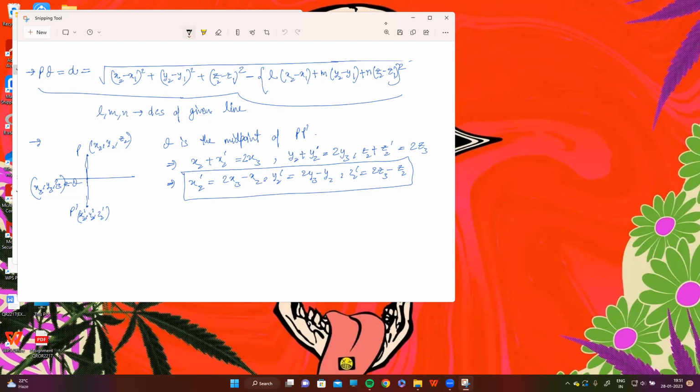(x2 minus x1) whole square plus (y2 minus y1) whole square plus (z2 minus z1) whole square minus (L times (x2 minus x1) plus m times (y2 minus y1) plus n times (z2 minus z1)), where x1, y1, z1 is the point on the line, and x2, y2, z2 is the point from which we are finding out the distance, right?